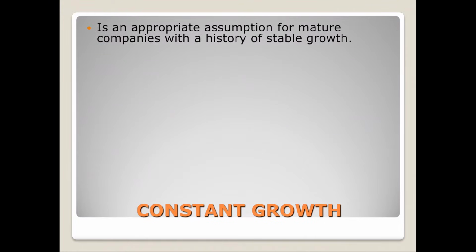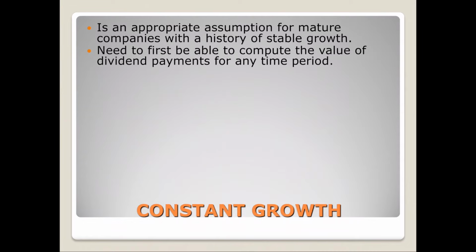So the second model is constant growth. With constant growth, this is an appropriate assumption for mature companies with a history of stable growth. With this, the dividends will grow at some average growth rate from one period to the next, and they will do so forever. This can be a positive or a negative growth rate. Before we introduce the equation or the method for solving a constant growth problem, we first need to be able to compute the value of any dividend payment for any point in time.